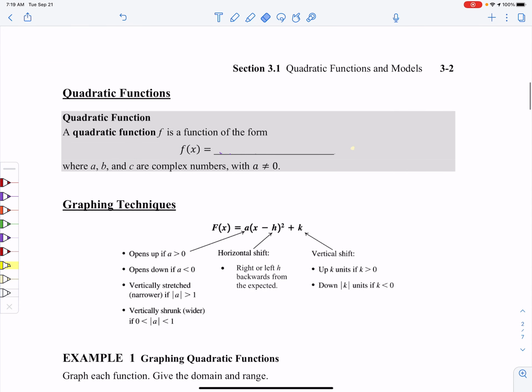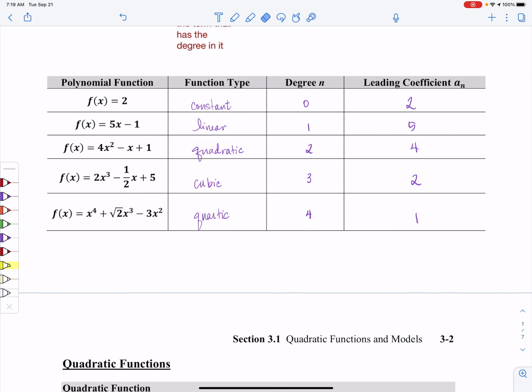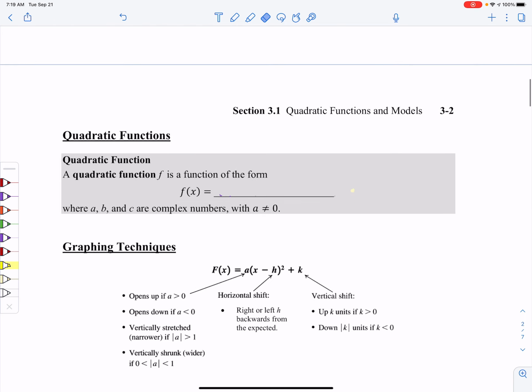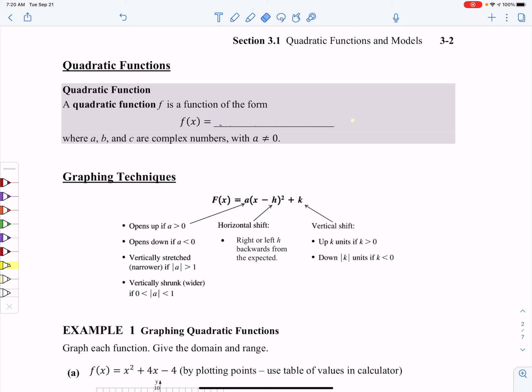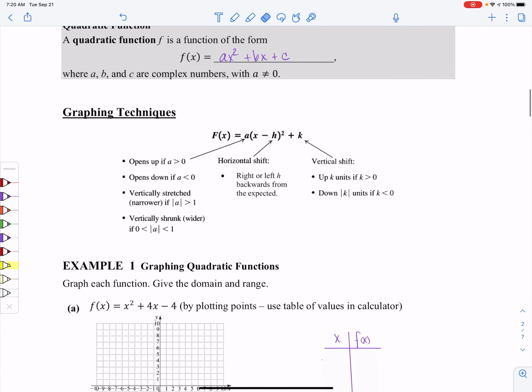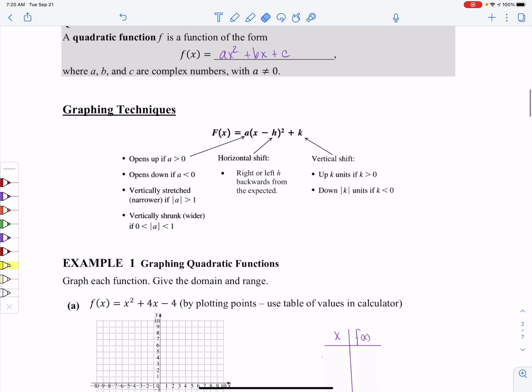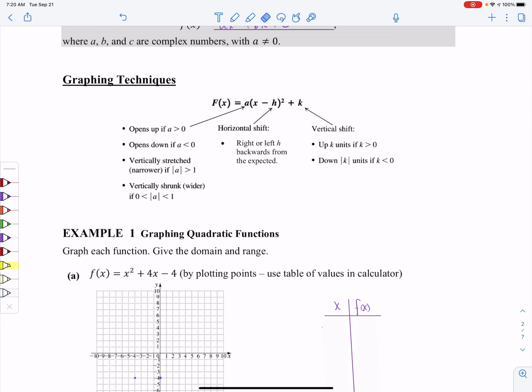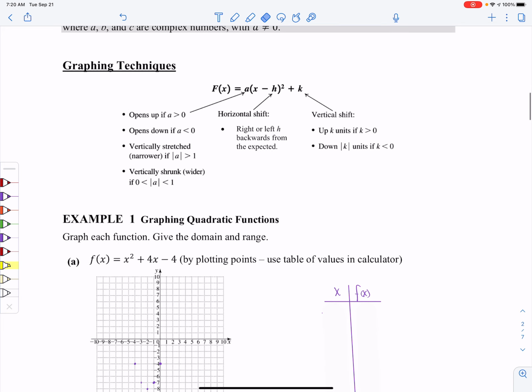Now let's specifically spend some time talking about just the quadratics. So this is going to be just the one that has the highest power of 2. This is the only one that I'm really going to focus on for the rest of this lesson. So the quadratic is a function that has the form ax squared plus bx plus c. You've actually seen this a couple times. Some graphing techniques that we've already talked about back in section 2.7.